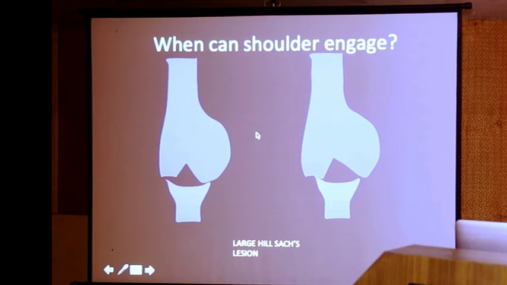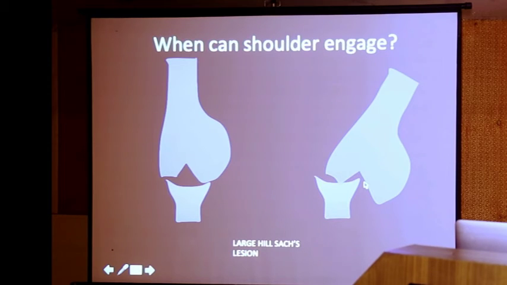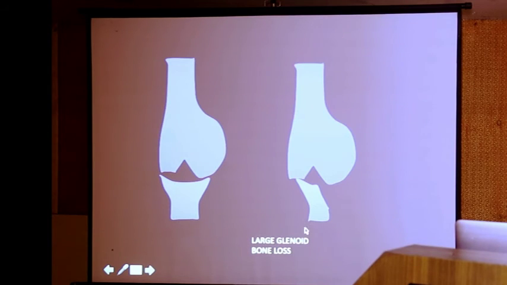So when can a shoulder engage? Basic thing, if the Hill-Sachs is larger, it is going to engage. As you can see, this is a smaller Hill-Sachs. The glenoid is normal. This is a larger Hill-Sachs. Again, in this patient, the glenoid is normal, but the Hill-Sachs is larger. And as you can see here, it can actually engage. So this patient, it won't engage, but this patient, it can engage. Second is when the glenoid bone loss is more.